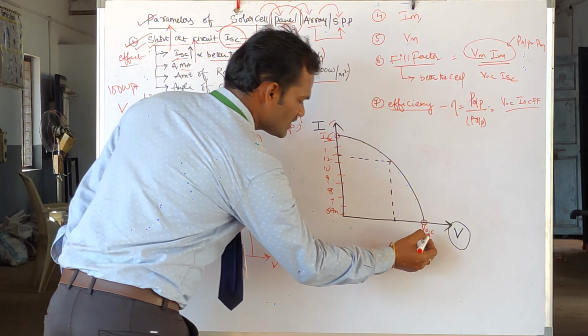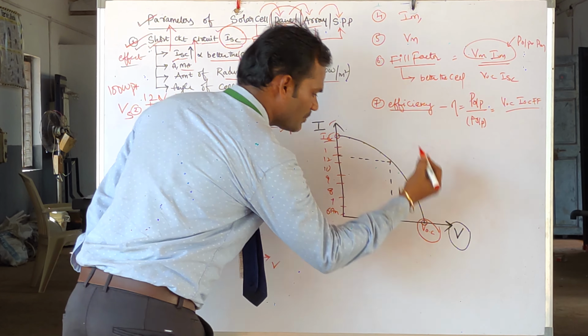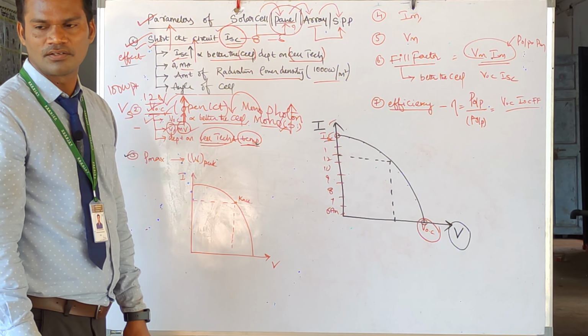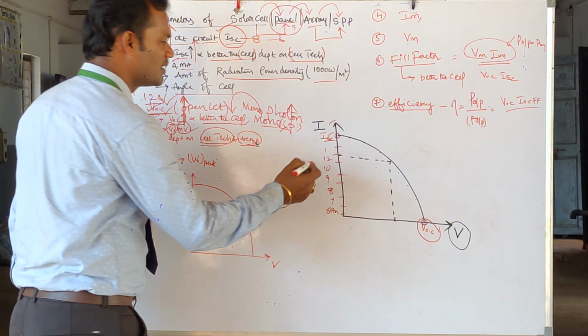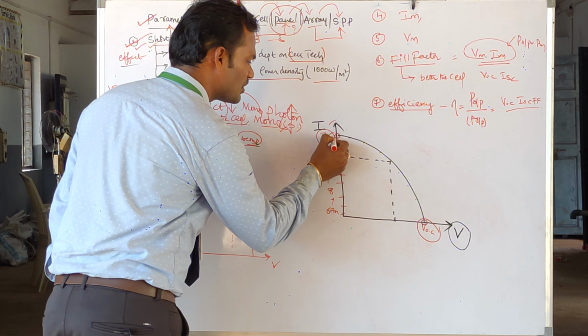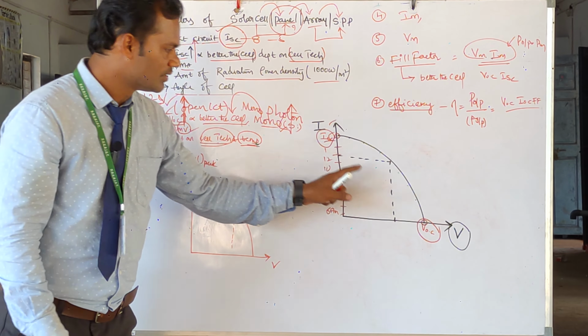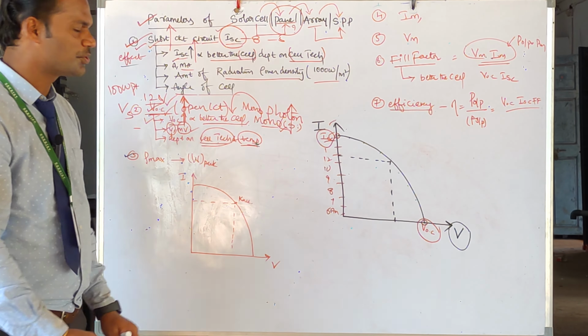Now the maximum voltage that is generated by a solar panel is called open circuit voltage. Under which condition? No load condition, not connected to a load. The maximum current that can be generated by a solar panel is called short circuit current. That's how I got these 2 points. Now let's try to do the product.